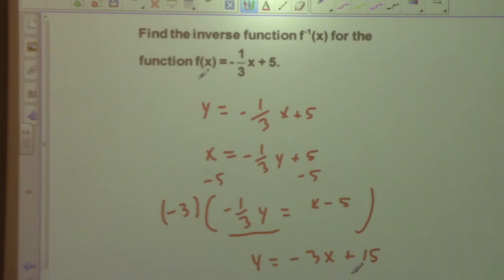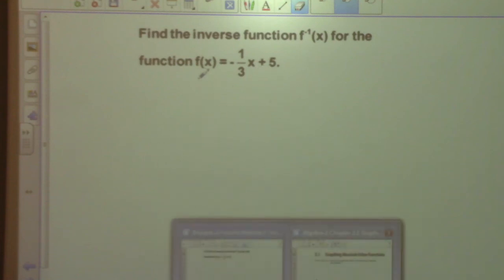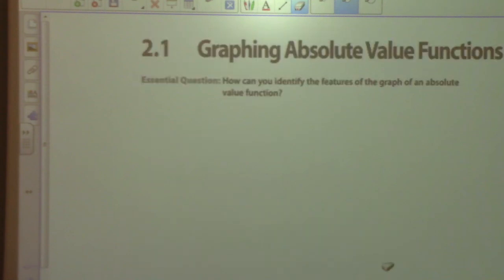Okay? Can you go to your notes on absolute value functions, and it's going to be this one right here. Graphing 2.1. So this is really starting on the next module. Graphing absolute value functions. Essential question: how can you identify the features of the graph of an absolute value function? And we've talked about that a little bit here, I think, in class.